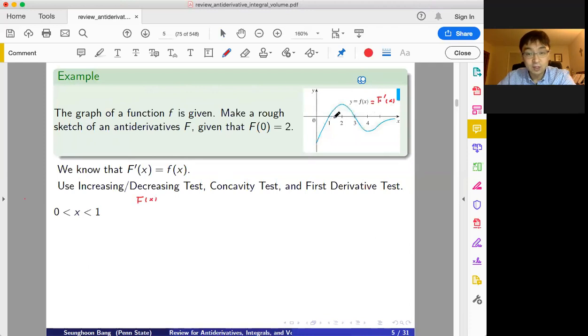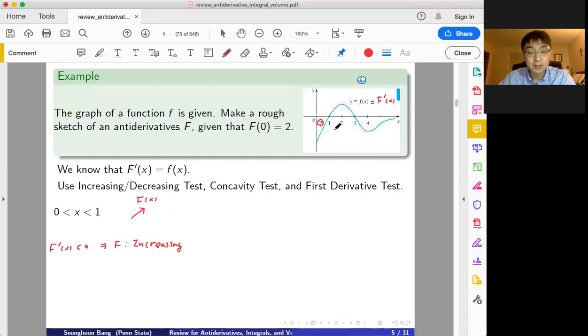So we have this portion. Capital F prime of x is below the x-axis, negative, right? So we know here F prime of x is less than 0. What does it mean? The function F is decreasing. So we know this one, the decreasing. So we have F of x decreasing, like this.